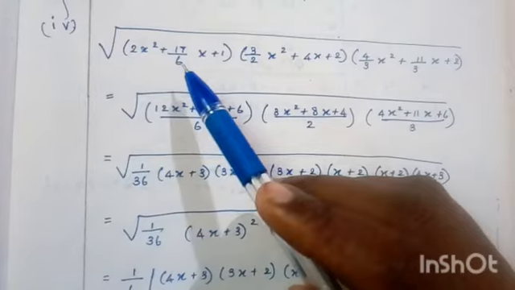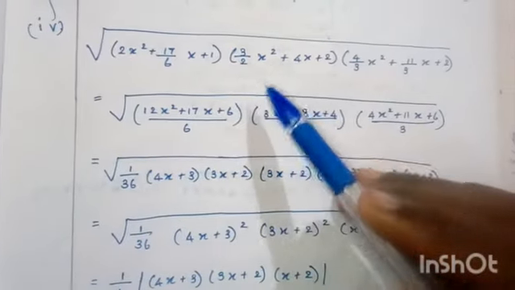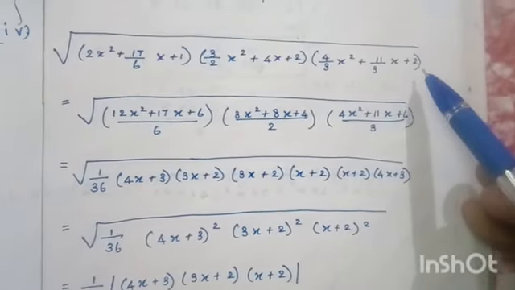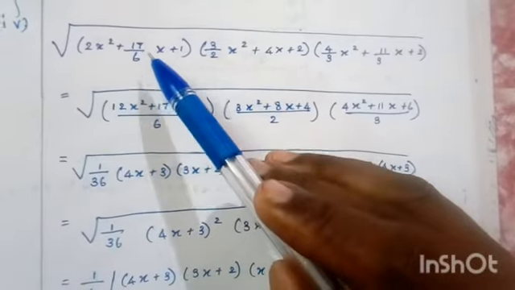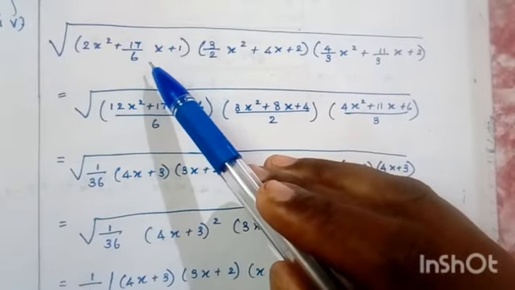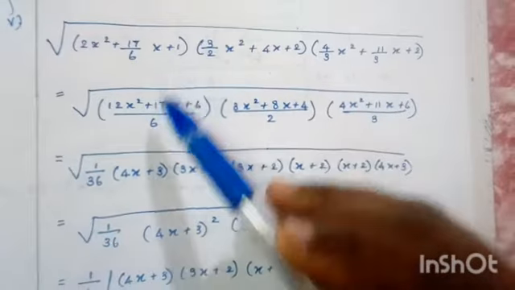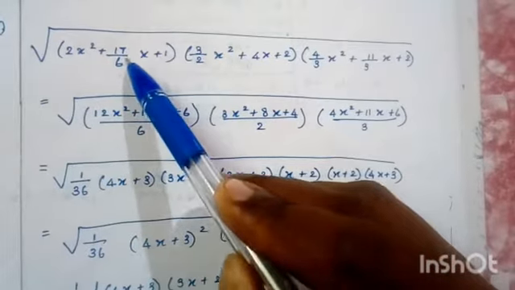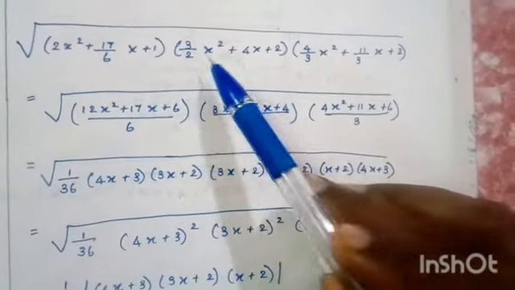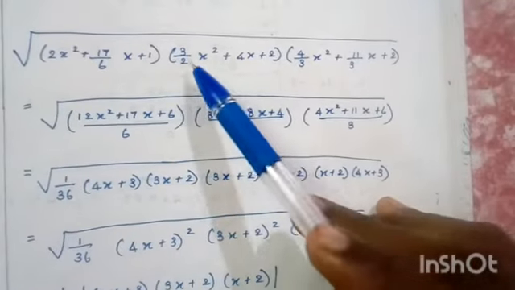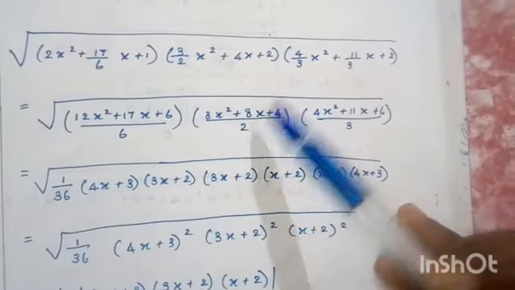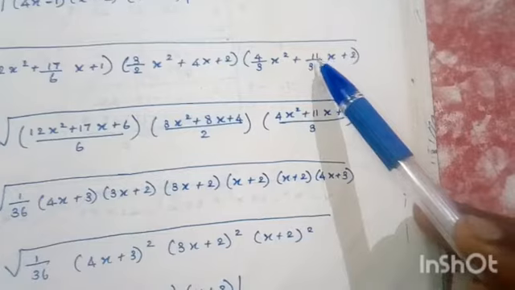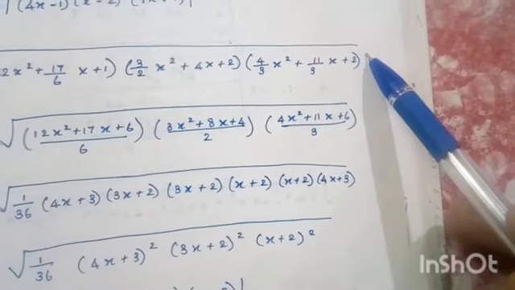Now fourth problem, 2x square plus 17 by 6x plus 1, 3 by 2x square plus 4x plus 2, 4 by 3x square plus 11 by 3x plus 2. Okay, as we have the fraction coefficients, we have to take an LCM. For this first expression, LCM is 6. So multiply by 6: 12x square, 17x plus 6. For this expression, LCM is 2. So that is 3x square, 4 2s are 8, 8x, 2 into 2, 4. Here LCM is 3. So that is 4x square plus 11x plus 6, 2 into 3.